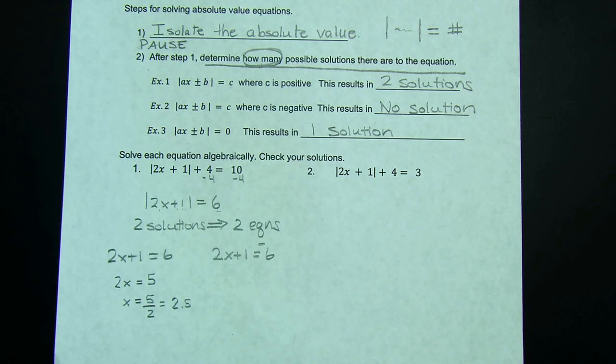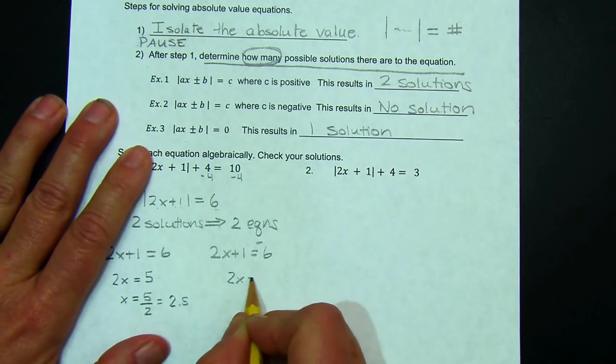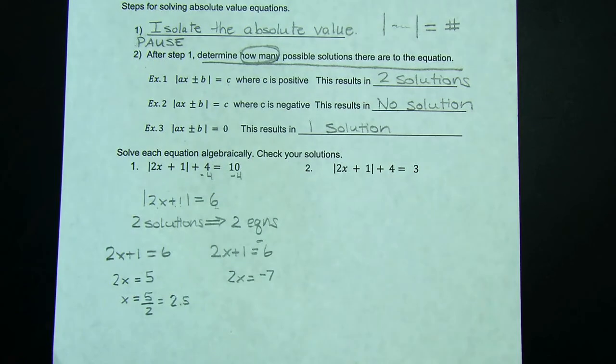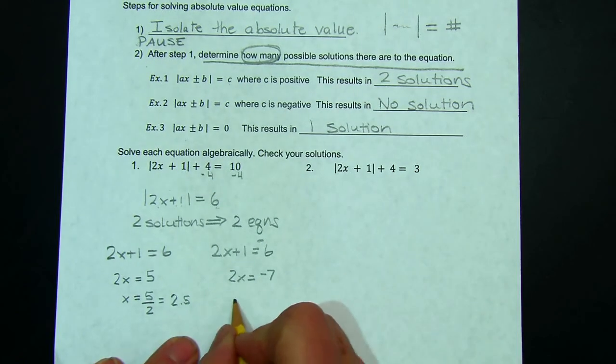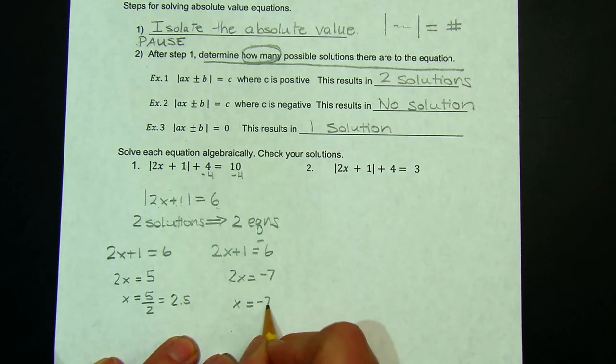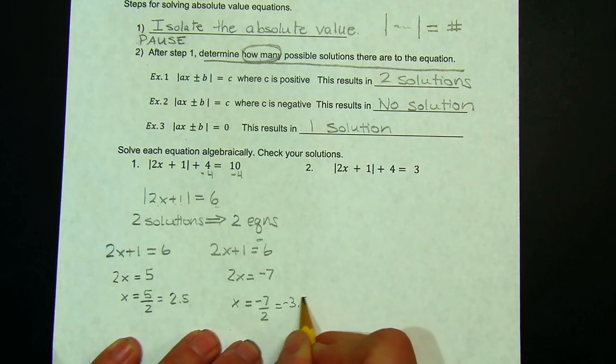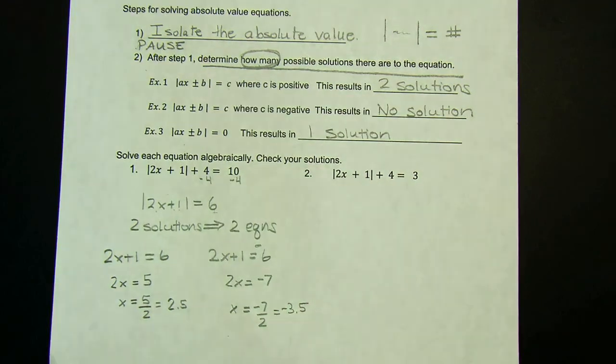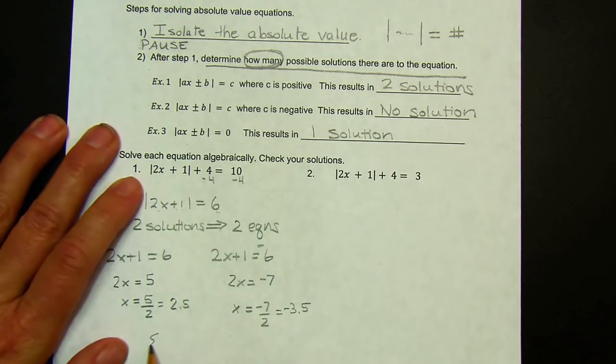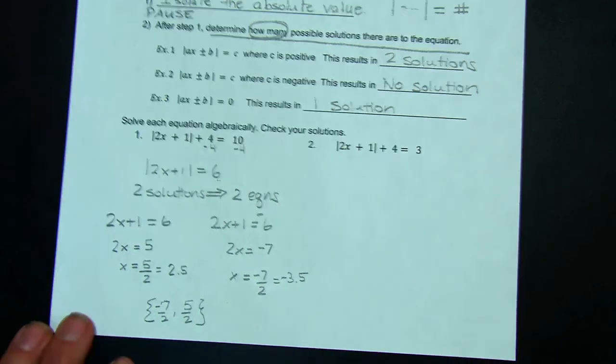Okay, so 2.5. And then this one I solve, first thing I do is I subtract 1, and I get 2x equals negative 7. And then I divide by 2, and so x equals negative 7/2. That's my favorite answer, but if you want to change it to negative 3.5, you can. Okay? So it's fine if you leave your answers written like that, or you may see set notation with the answers written like that.